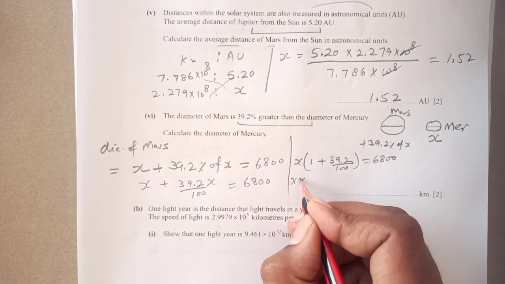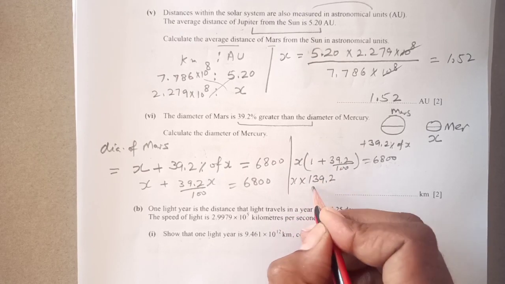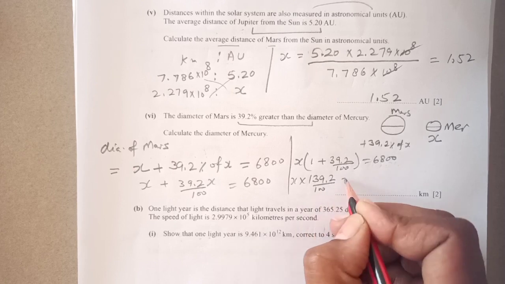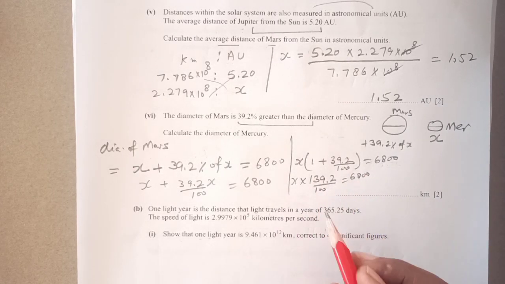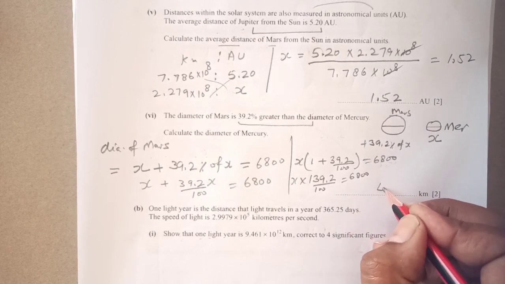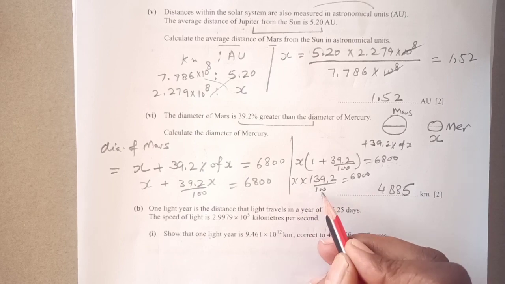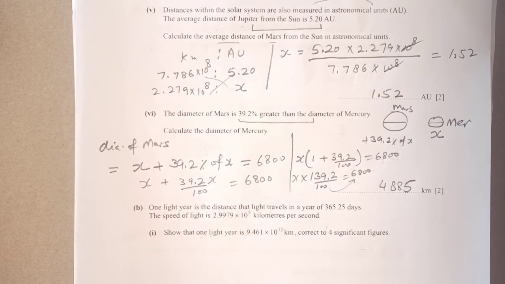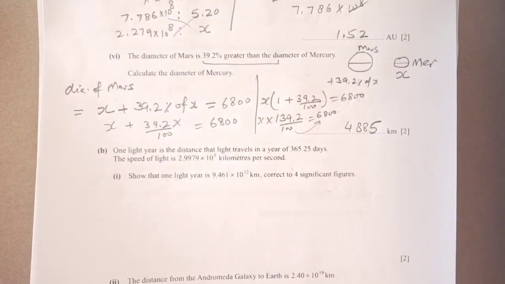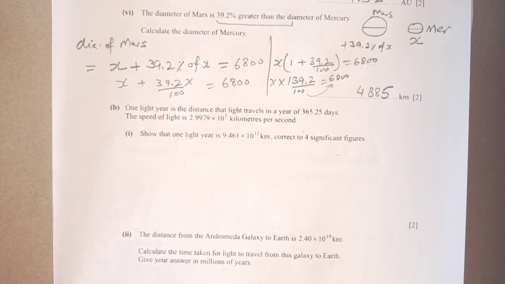This is going to be x times 139.2 over 100 equals 6800. Once you multiply this, it comes out to be 4885. Just the calculation here. Shift all this to the other side, times 100 divided by this, right? So that's it, but you need to be careful, guys, about picking the information from the table.